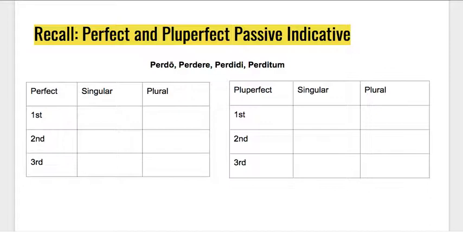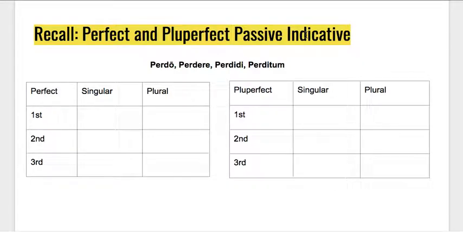Recall the perfect and pluperfect passive indicative. I threw a word up here: perdo, perdere, perdidi, perditum. Anyone remember what it means? Lose. So now you see how we're going to learn how to say that phrase that I mentioned before. Yes, the verb to lose, to waste, to destroy.